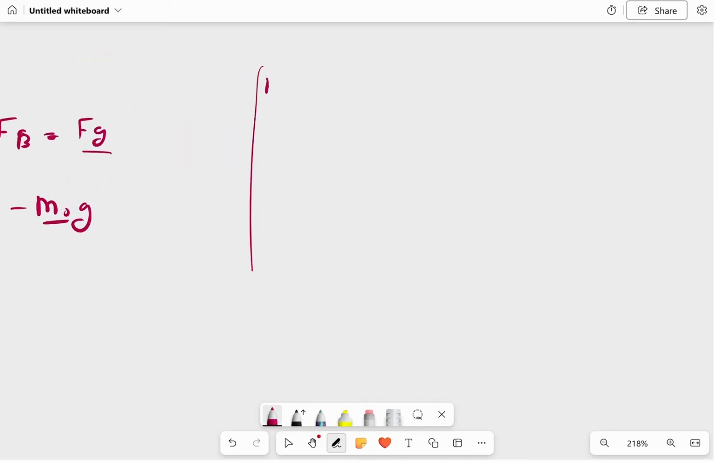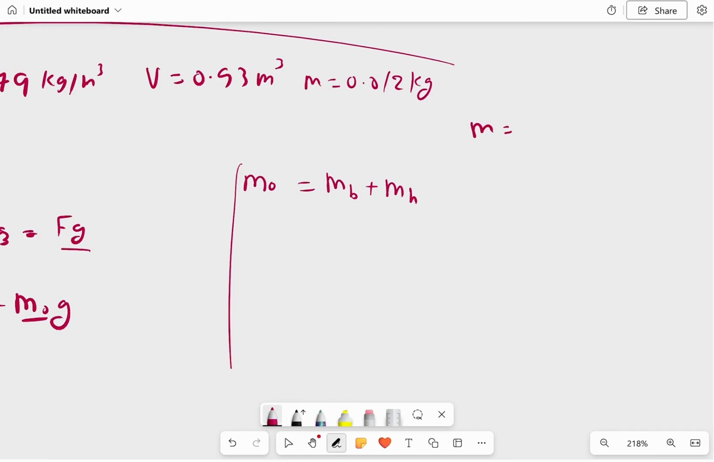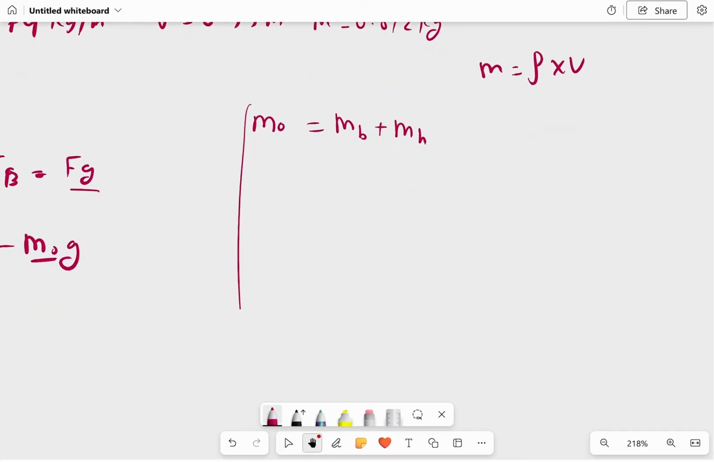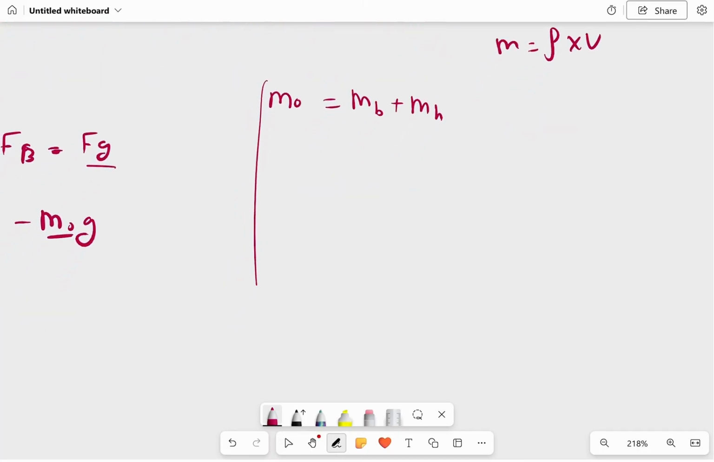Now look, guys, because you have two masses, I can say mass is equal to the mass of the balloon, mass of B, plus the mass of the helium, mass of H. Then mass is equal to density multiplied by volume. Then you can write this one as this.